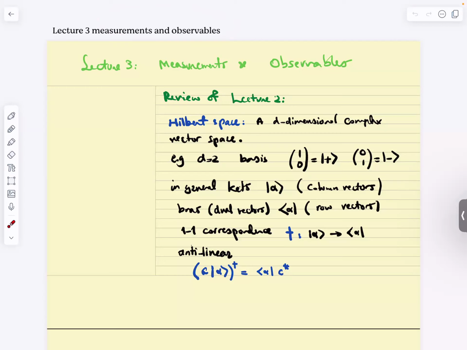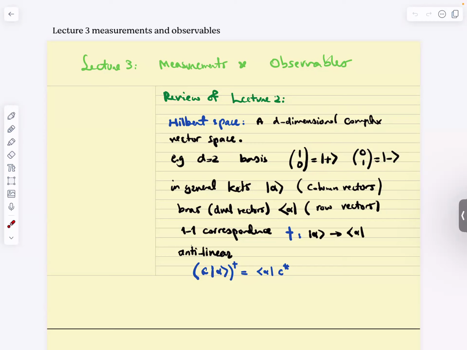All right. So reviewing lecture 2, we discussed how in lecture 1 we started with these two experiments, and then we started modeling it using a complex vector space that we call the Hilbert space. It's a d-dimensional complex vector space. So d equals 2 dimensions. For example, you could think of a basis for it as 1, 0 that we denoted by ket plus. We call these column vectors kets, and 0, 1, which we called ket minus, right?